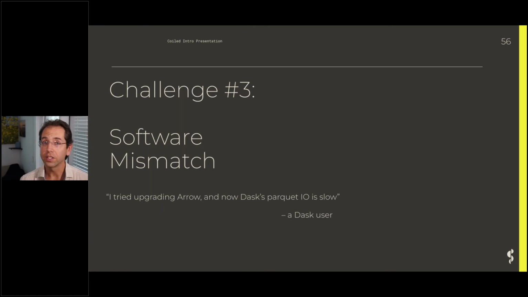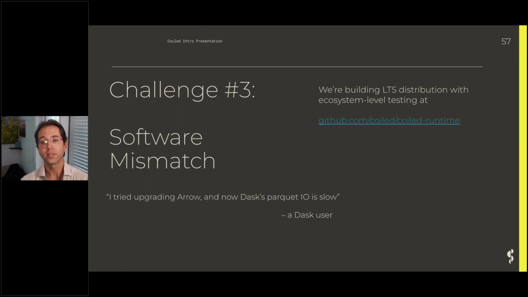This is a challenge. It's actually a challenge that we need to figure out as a community. We're all working on doing better upstream testing. We're all working on publishing things in a more locked down way. At Coiled, we're working on more of an LTS distribution, with ecosystem level testing around Dask. That's at the Coiled Runtime Repository, which we started working on last week. Feel free to come by and help out.